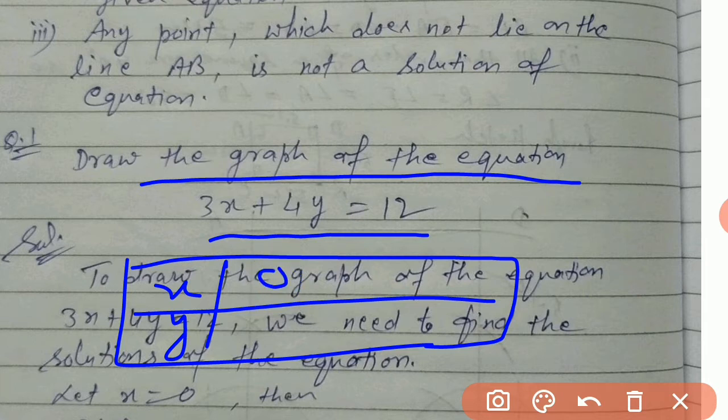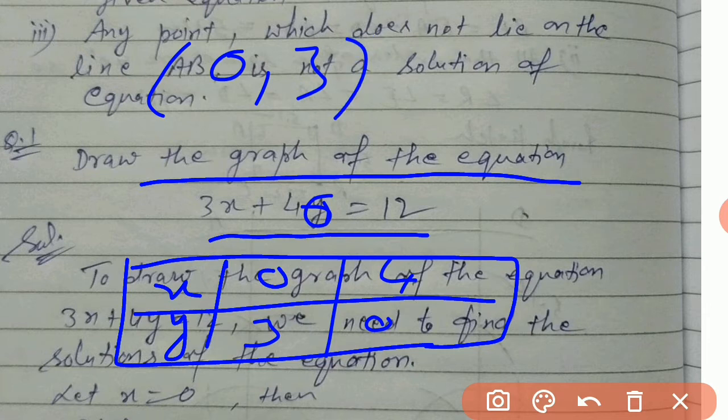When x equal to 0, then y equal to 12 upon 4, that is 3. And when y equal to 0, then x equal to 12 upon 3, that is 4. So here the ordered pairs are (0, 3) and (4, 0).